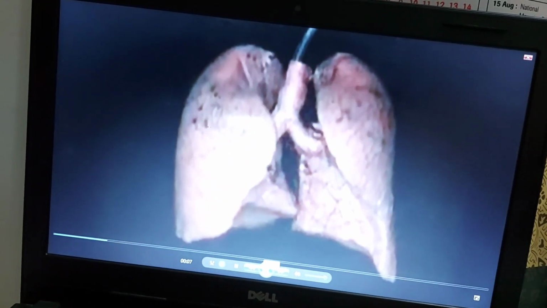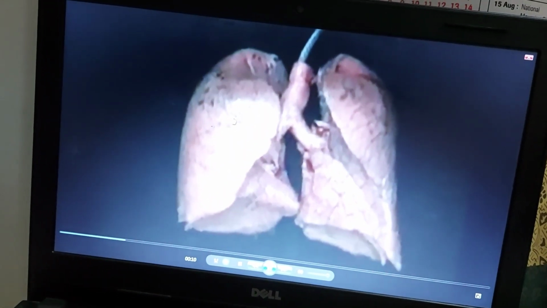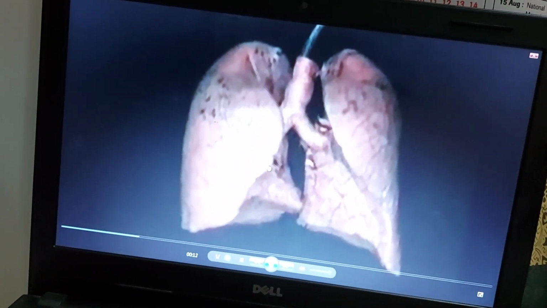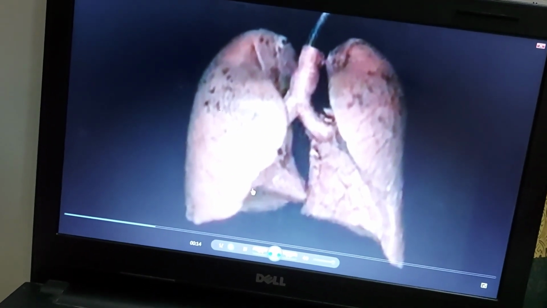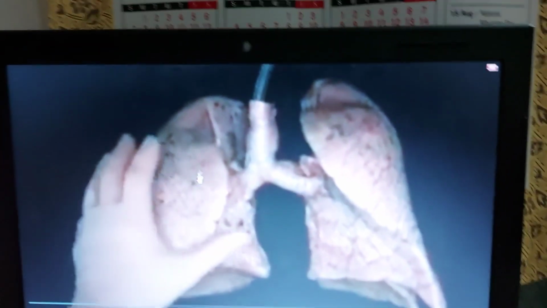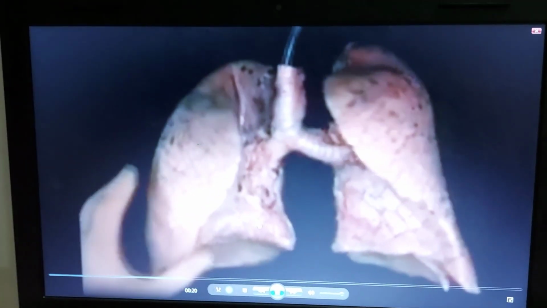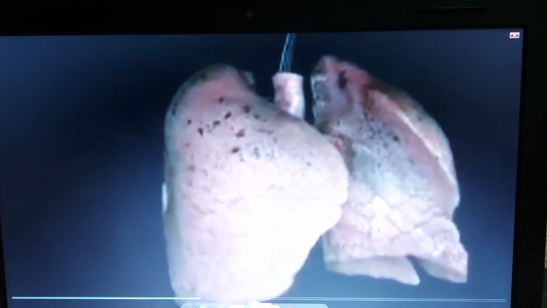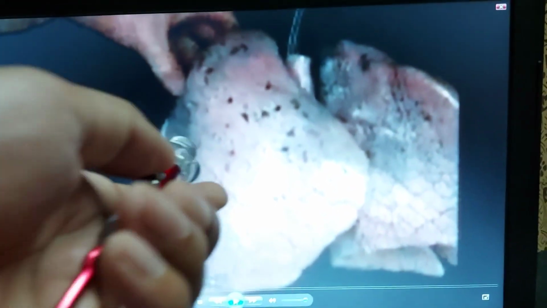So these are the surfaces. This is the costal surface, this is the mediastinal surface, and this is the diaphragmatic surface. These are the surfaces, and the lung has some lobes. We can see that the lung is divided into lobes, right lung and left lung. Which lung is this? In front of your left hand, that is the right lung.